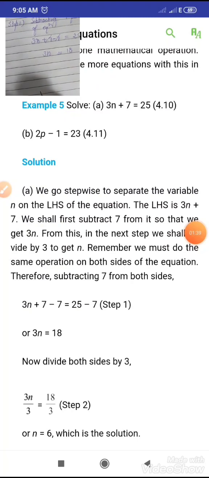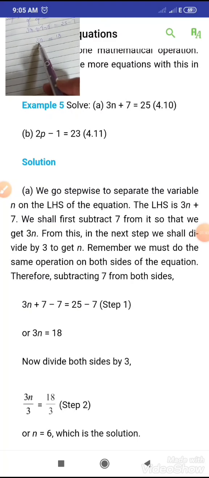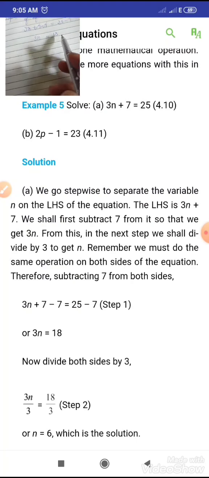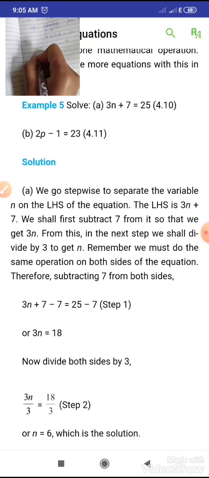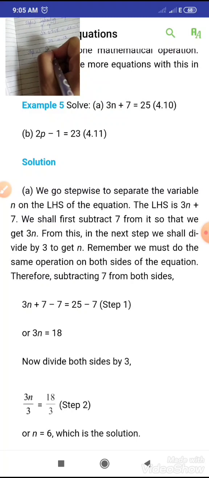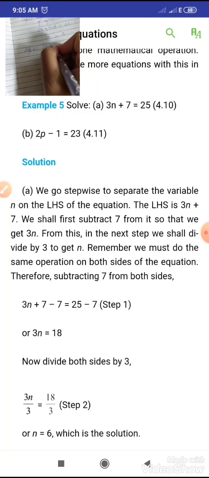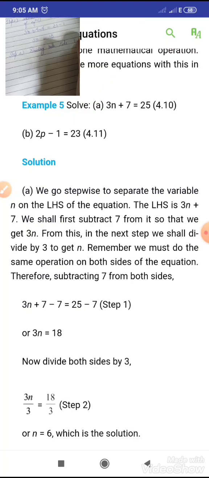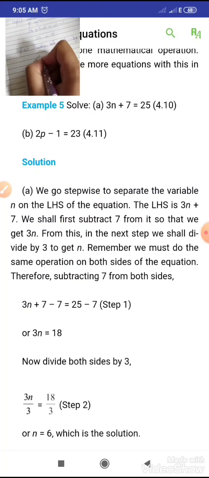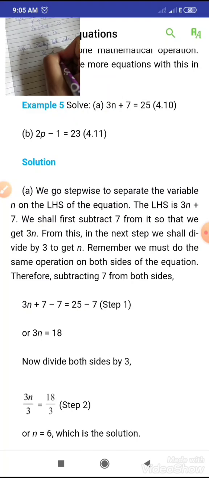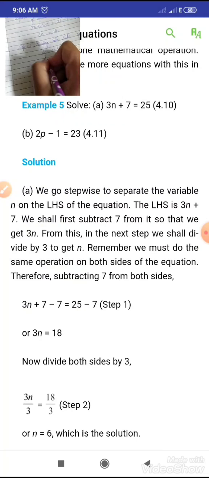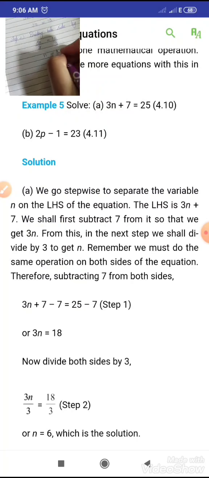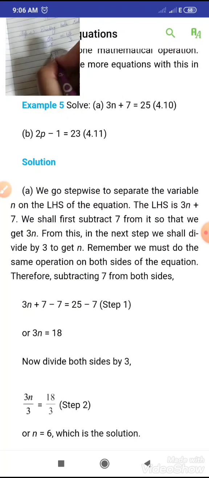In the next step, we have to separate n from 3. For this, we divide our equation by 3. So our second step is dividing both sides by 3. In the next line we have 3n is equal to 18 and we divide 3n by 3 and 18 by 3. Then we have n is equal to 6 and it is the solution of the equation.